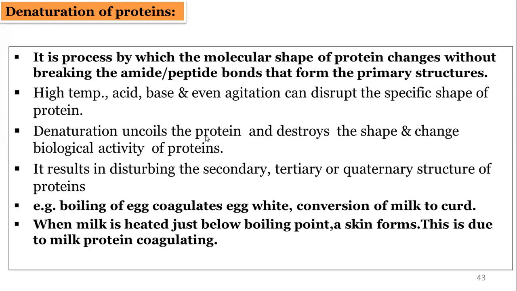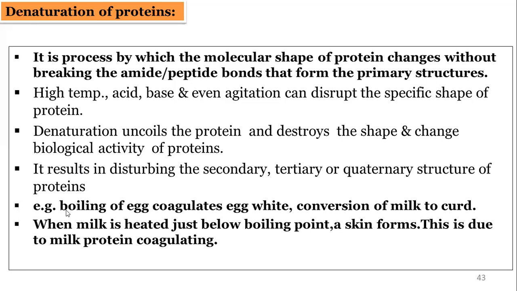Denaturation means it uncoils the protein and destroys the shape, and also the biological activity of the proteins is changed. It results in disturbing the secondary, tertiary, and quaternary structure of the proteins. This is a very important sentence. It is disturbed, but in the primary structure of proteins, these CONH bonds are not broken, but the secondary, tertiary, quaternary structure will be changed.